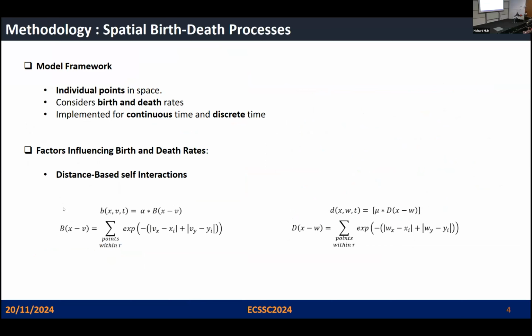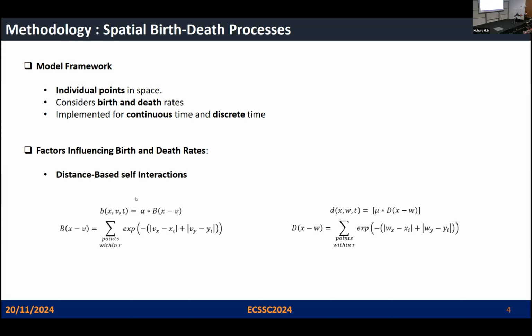Yeah, this is how I implemented my spatial birth-death process. Here, each tree I consider as an individual point, and I'm proposing a new birth and death rate function by considering the spatial structure. That is the key difference from the previous literature. In my research project, I am taking the interaction effect by considering the distance among all neighboring trees within the threshold distance.